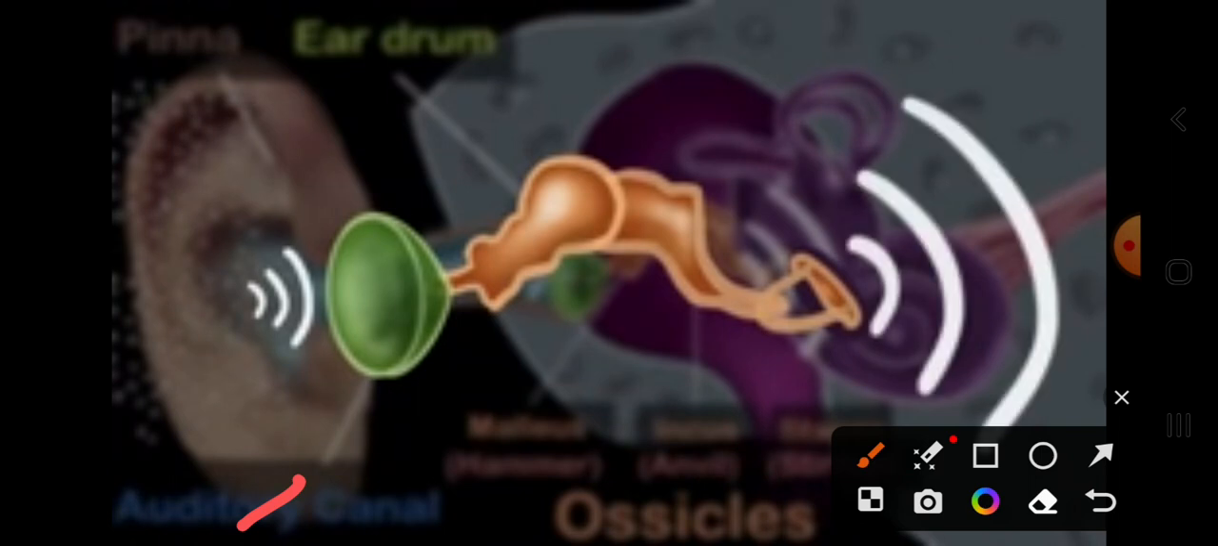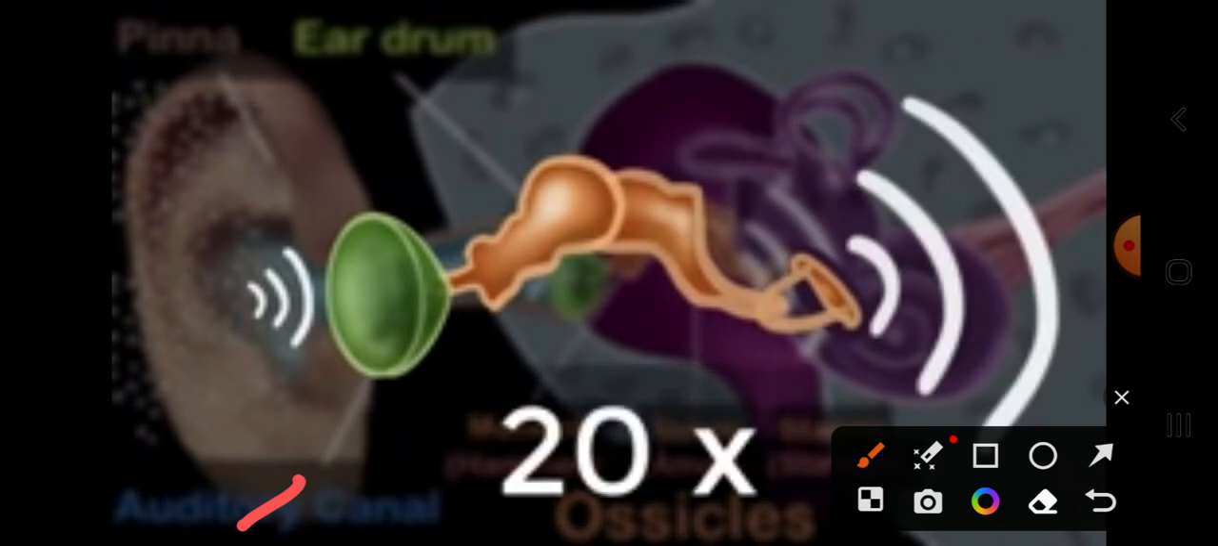Once again, how does sound reach? Okay, this is something very important. We should just focus on it.